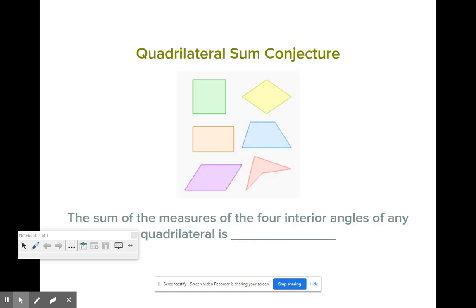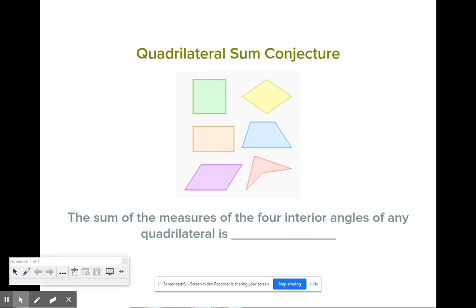The first conjecture on your conjecture sheet is the quadrilateral sum conjecture. As you remember, quadrilateral means all shapes with 4 sides. And the quadrilateral sum conjecture is talking about the interior angles. So any quadrilateral, notice I have 6 different examples up here, the sum of the measures of the 4 inside angles will always add up to 360 degrees.